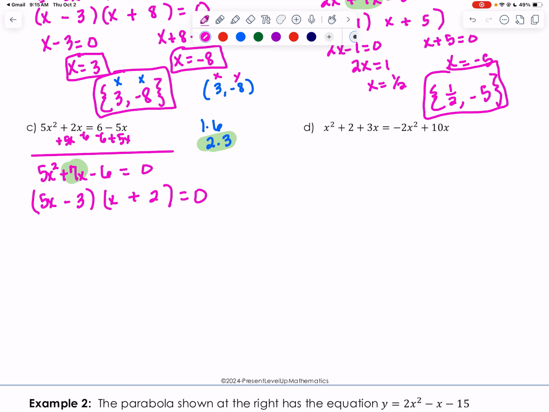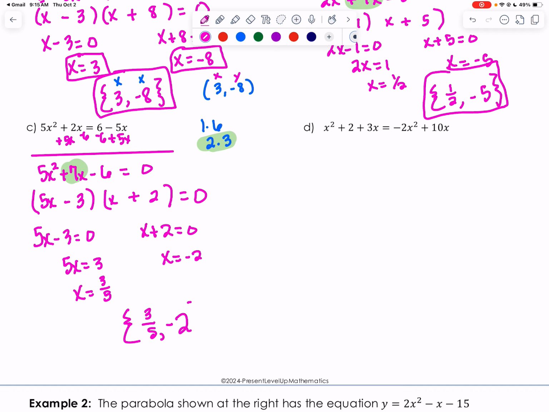All right, so once you have your factors, you're going to set each factor equal to 0 and solve. So add 3 and divide by 5. And on the second one, subtract the 2. So our solutions are 3 over 5 and negative 2.